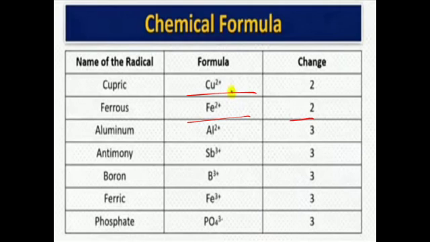Aluminium, Al3 plus, charge 3. Antimony, Sb3 plus, charge 3. Boron, B3 plus, charge 3. Ferric, Fe3 plus, charge 3. Phosphate, PO4 3 minus, charge 3. Always remember, ferrous is Fe2 plus and ferric is Fe3 plus.